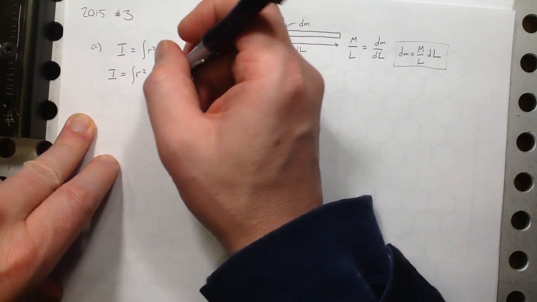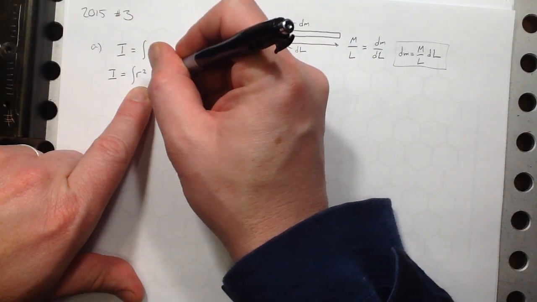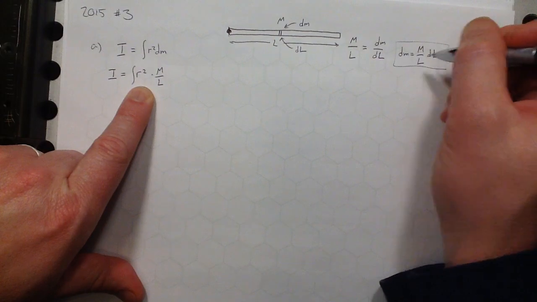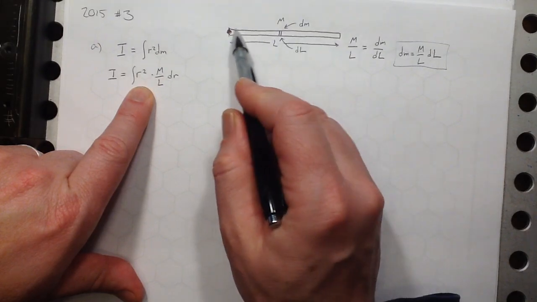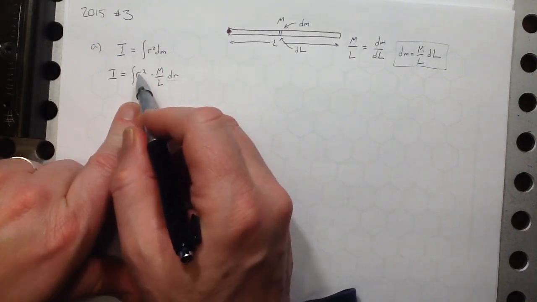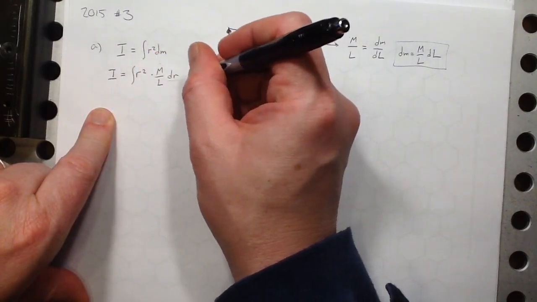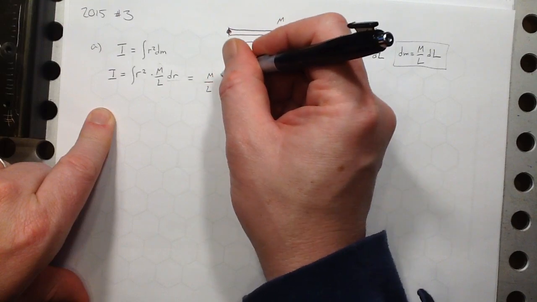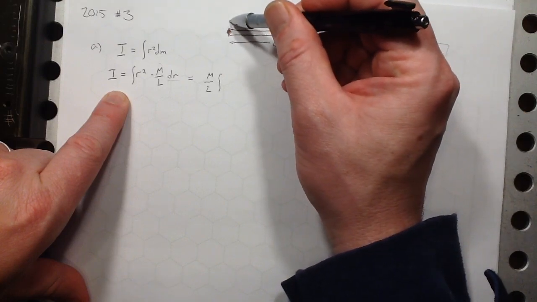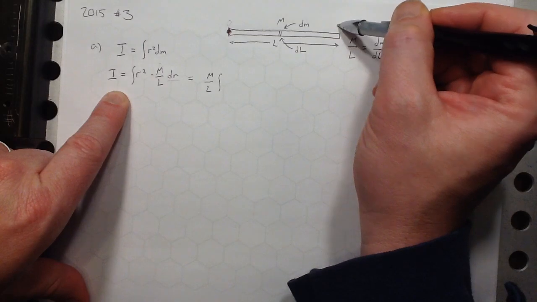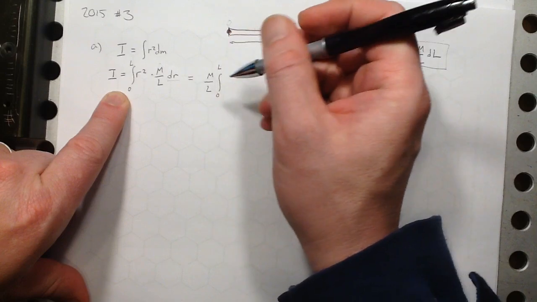So r squared, my dm, I'm going to substitute here and call that m over L. And d length, that's really the same as dr, right? Because the length, really we're talking about r values here. You could either call this dr or you could call this like a lowercase l. Now this is just a constant. And then where are we integrating from? Well, we need to integrate from where the r is equal to 0 to the very end of the rod where it's equal to L. So we're integrating from 0 to the whole end of the rod.